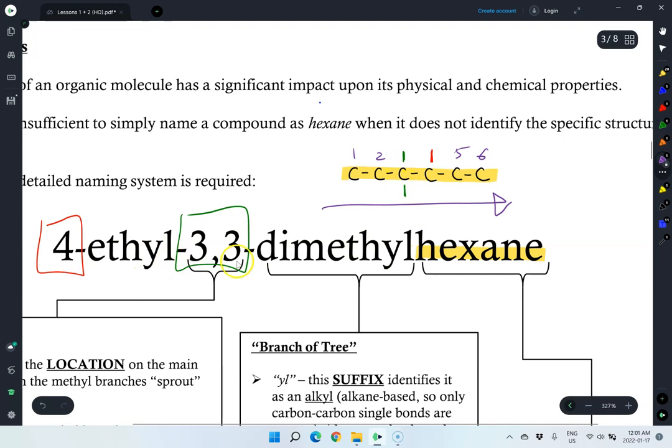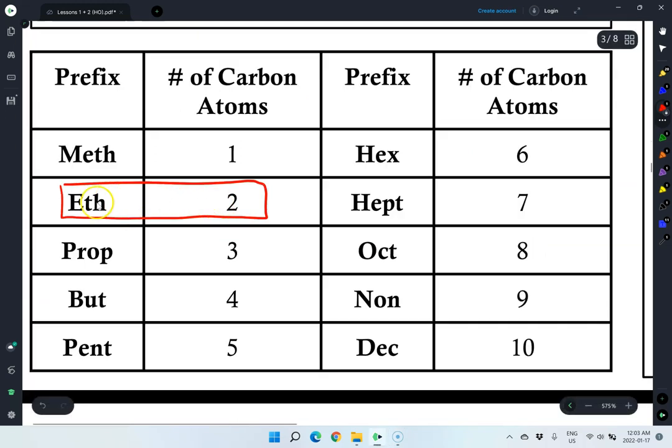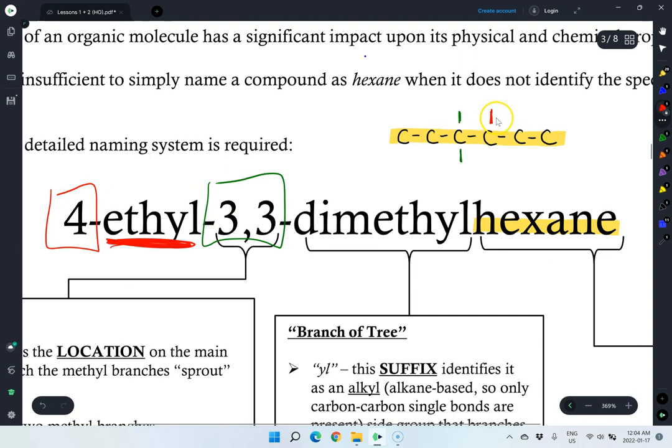Now, there's no other branches that I can see in this name, so I'm just going to erase these numbers. This is just rough work. You're not supposed to have them there, but I wrote them in just to help you visualize which carbon was which. Alright, so on the 4th carbon, I have an ethyl branch, and since the prefix eth means that there are 2 carbons present, I'm going to draw in 2 carbons over here, and that would be my ethyl branch.